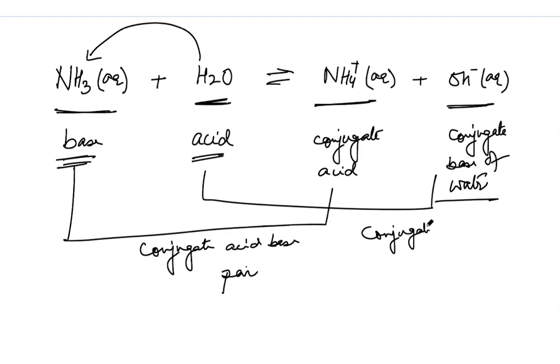According to the definition we have, which is acid and which is base, we can identify easily, and we can also find out which one is conjugate acid and conjugate base. So it is also a conjugate acid base pair.